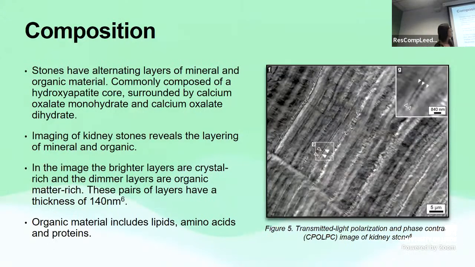So this is an experimental image from literature of the inside of a kidney stone. And you can see here these dark and light layers. Each of these pairs of layers are about 140 nanometers. The darker areas are the organic layers, with the brighter layers being the crystal layers. And what we're interested in here is seeing what is causing these organic and inorganic layers to bind, and whether it's the organic causing the mineral to bind and grow as we go forward.